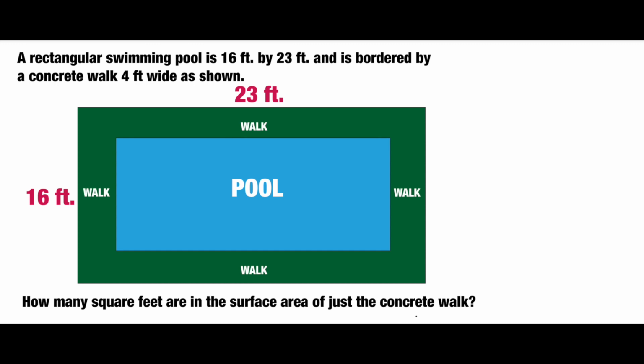Hi there. In this video we will calculate the area of the green area, which is the concrete wall around the swimming pool. Let's read the question. A rectangular swimming pool is 16 feet by 23 feet and is bordered by a concrete wall 4 feet wide as shown. How many square feet are in the surface area of just the concrete wall? So it is the green area, as we know.